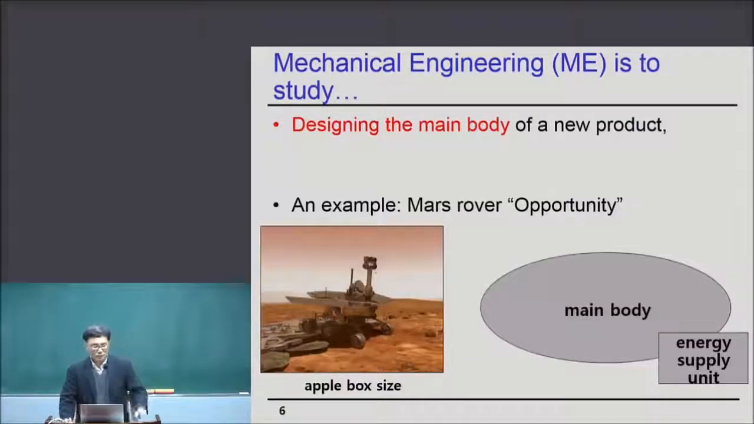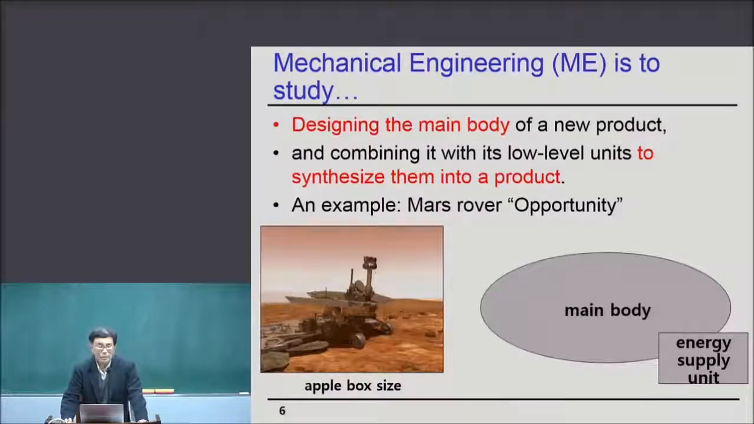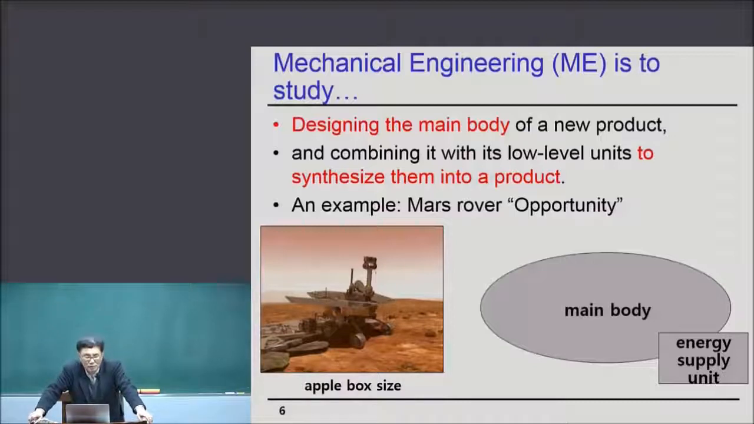So in mechanical engineering, once you design the main body of a new product, the next step is combining the main body with its low-level units to synthesize them into a product. So there is a main body, and it has many low-level units. If you combine the low-level units with the main body, then you can synthesize it into a product. So mechanical engineering is to study how to design the main body of a new product, and also combine it with its low-level units to synthesize them into a product. That is what mechanical engineering is dealing with.